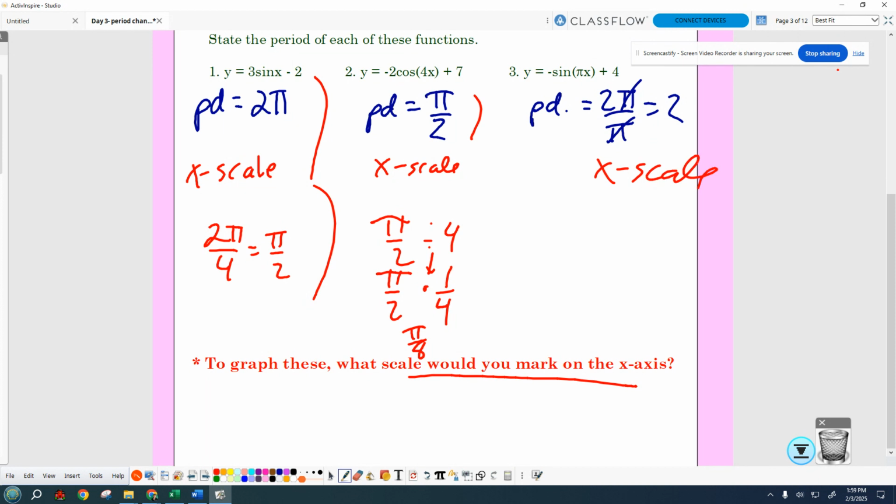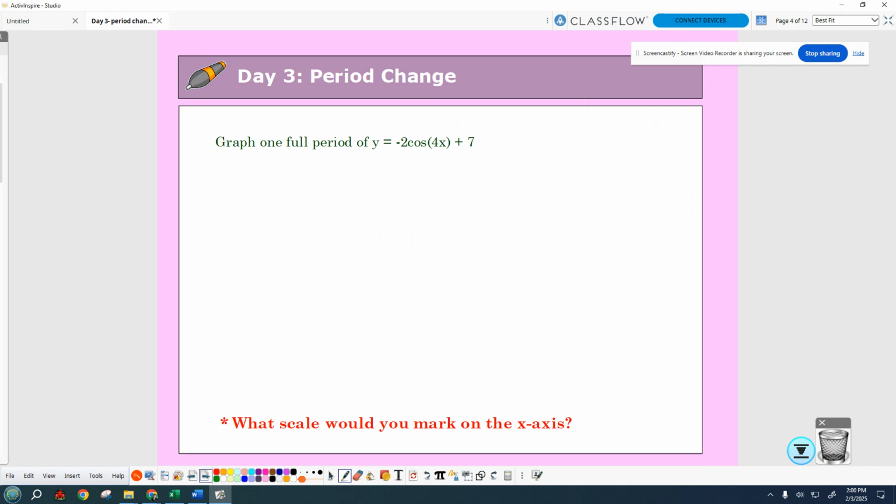What's the X scale on the last one? 1/2. 2 divided by 4. Okay. So, I want you guys to try and graph that one.